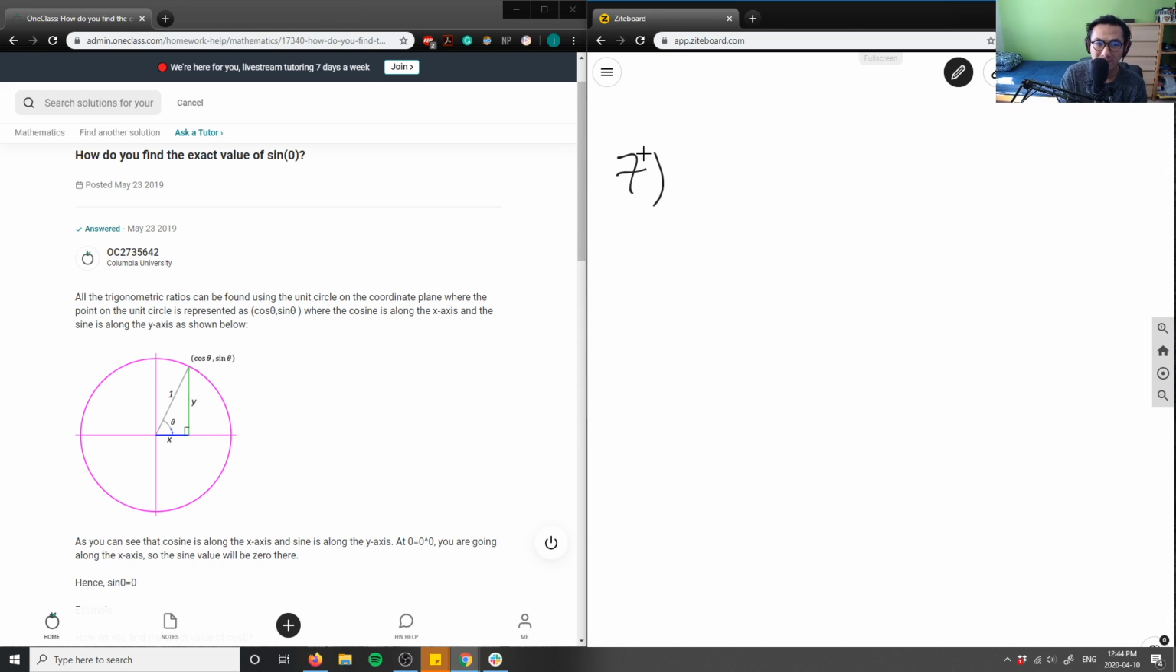So how do you find the exact value of sine 0? So what is sine 0? There are so many ways to look at sine. So again, my first instinct is actually not the unit circle, as the solution kind of does. If I graph sine, if you learn about this, the graph of sine looks something like this, right?